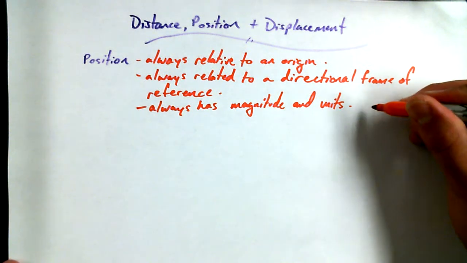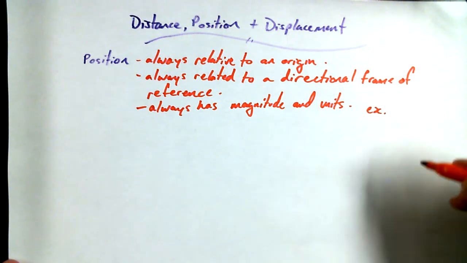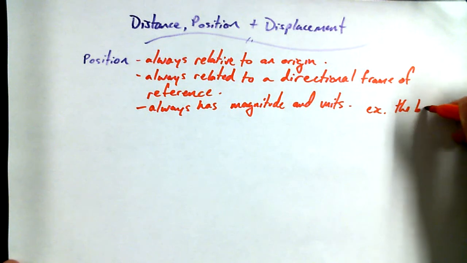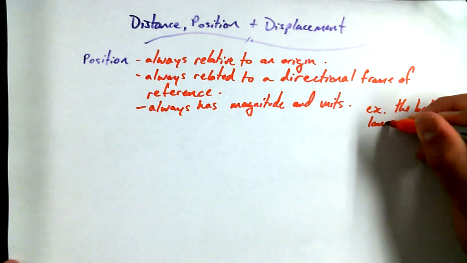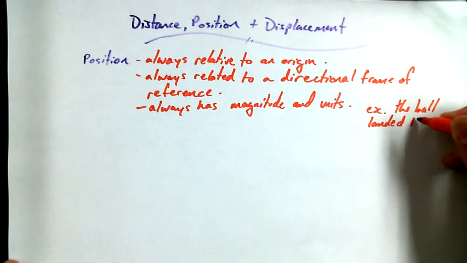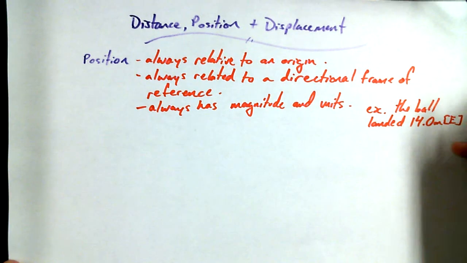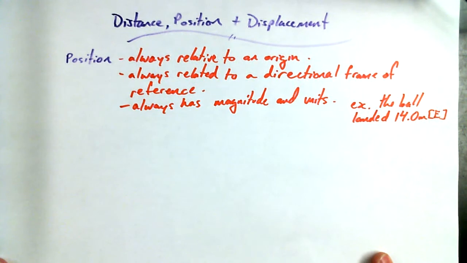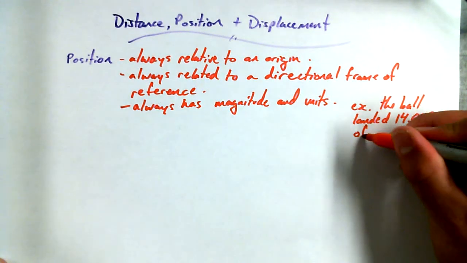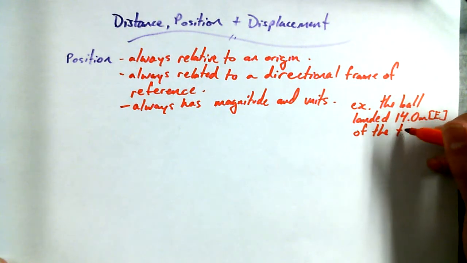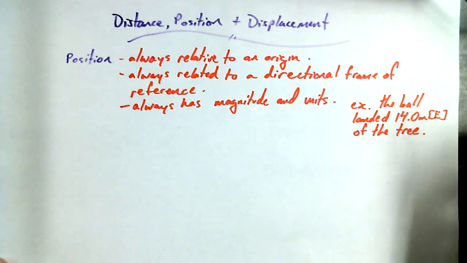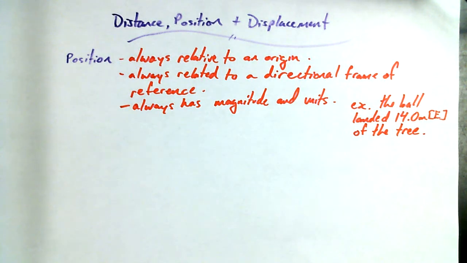So for example, we could say the ball landed 14.0 meters east, capital E in brackets, east of the tree. And that's the ball's current position relative to the tree. E is for east.